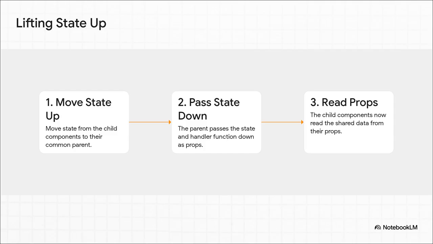It's fundamental to React. First, you move the shared state from the children up to their closest common parent. Then, that parent passes the state value and the update function back down to the children as props. And now, the children are perfectly in sync because they both read from the same single source of truth.